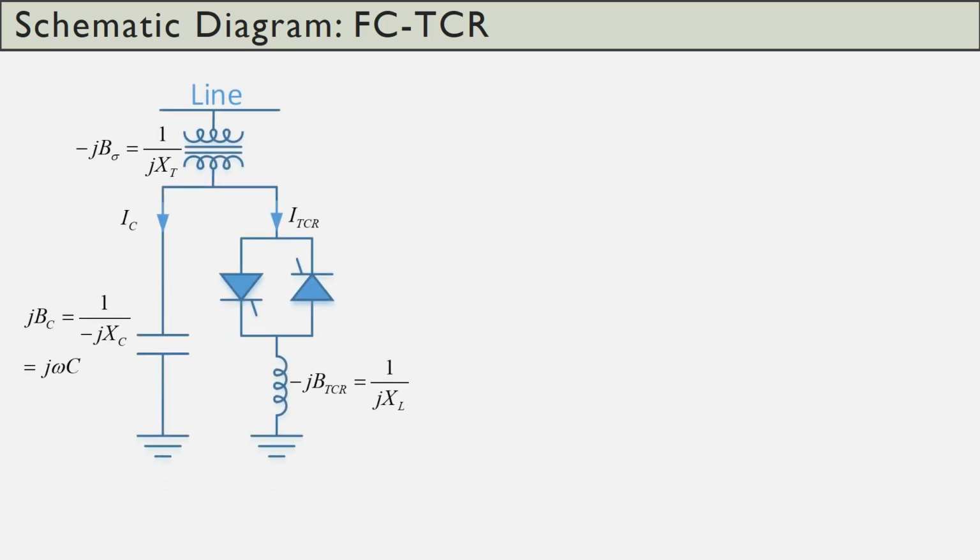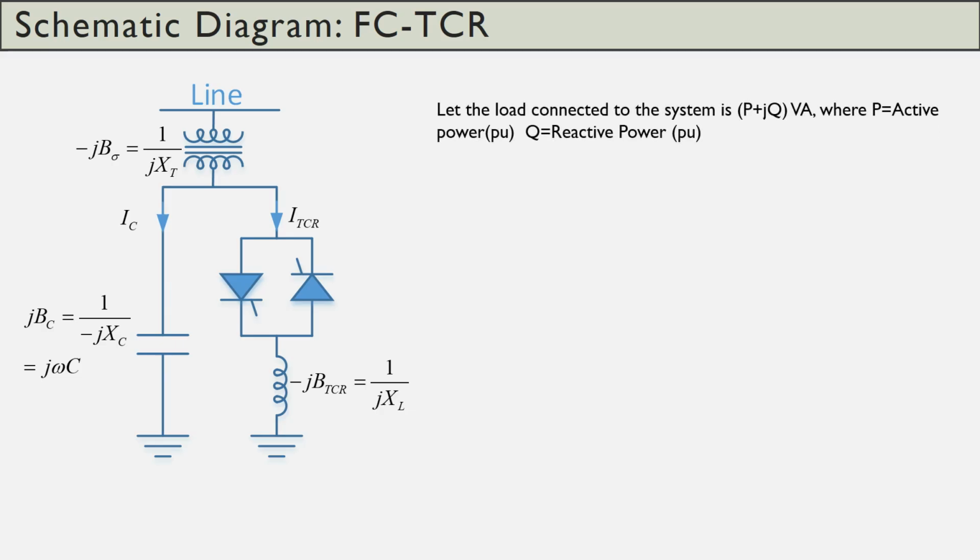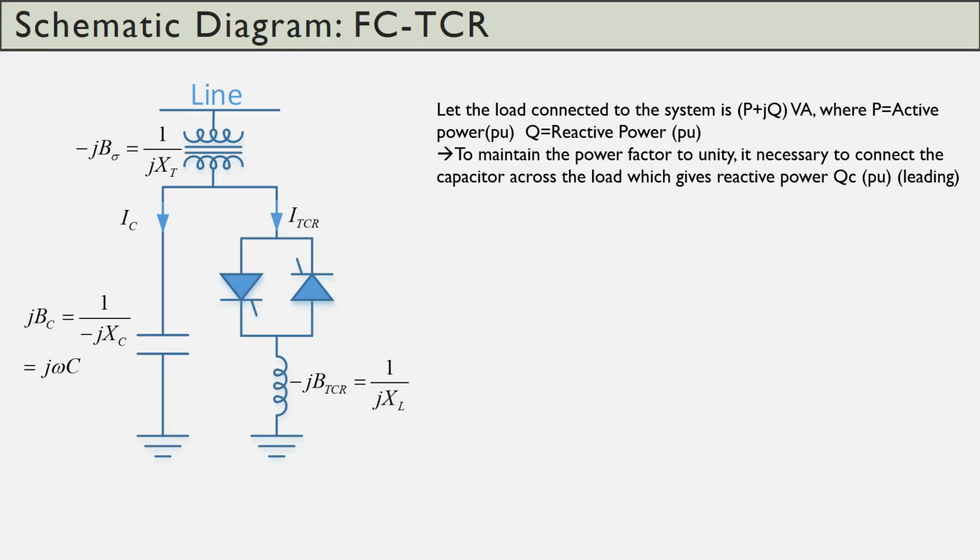Let's do the analysis of this FCTCR scheme. Let the load connected to the system be P plus jQ per unit. P is the active power in per unit and Q is the reactive power in per unit. I want to maintain the power factor at unity. So only active power will be supplied by the source, not the reactive power. Reactive power is totally taken care of by this FCTCR scheme.